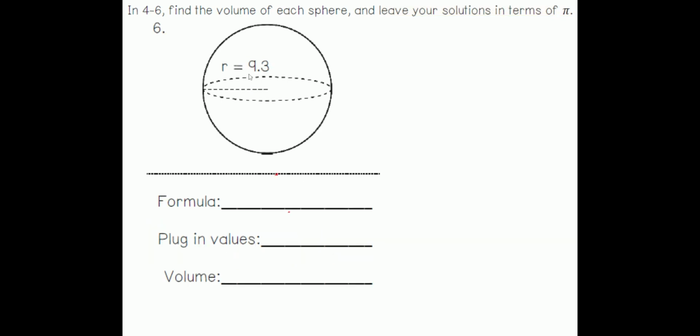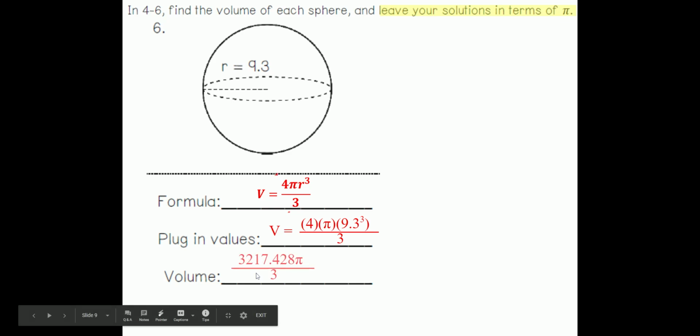Number 6, I'm going to move through this quickly. They do give us the radius, so this one's going to be pretty easy. Replace R with 9.3. And then this should be your answer, 1072.47 pi.